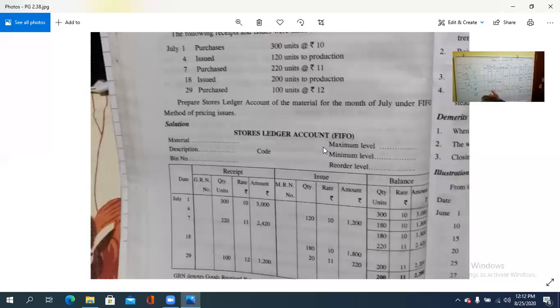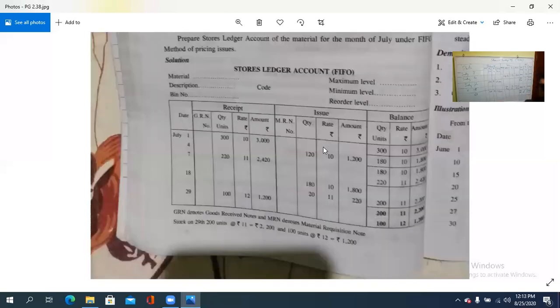And along with that, on the 29th more is to be purchased: 100 at 12, 1,200. So 200, 11, 2,200, 100, 12, 1,200. So total, this is the closing stock. See the stock on 29th of July, that is how much? 200 units at the rate of rupees 11, 2,200, and 100 units at the rate of rupees 12, 1,200. So in this way, we are calculating what? The FIFO method, the stores ledger account under the FIFO method.